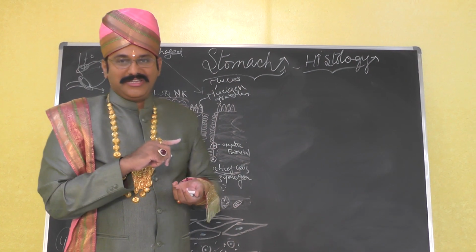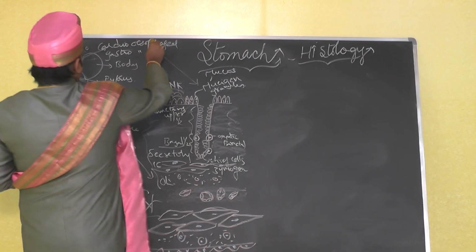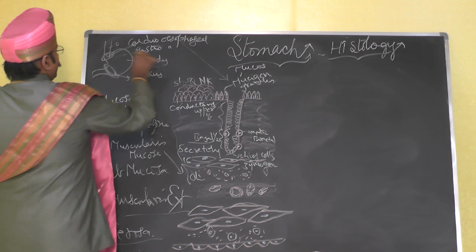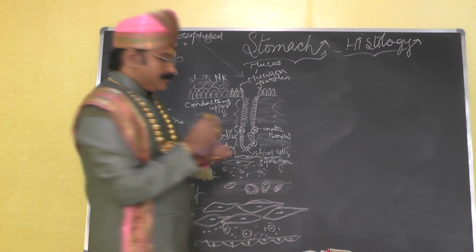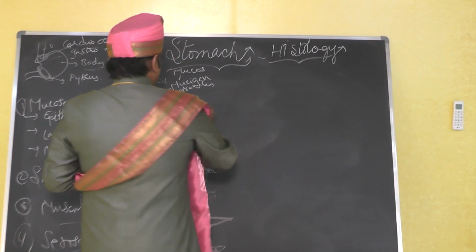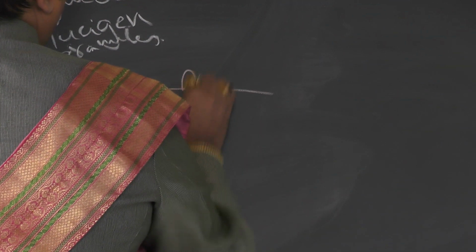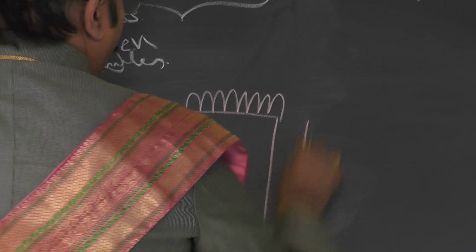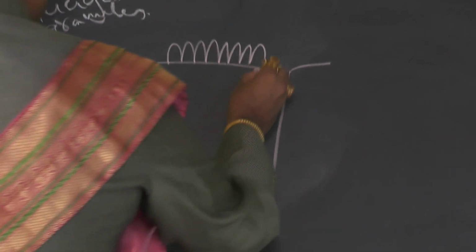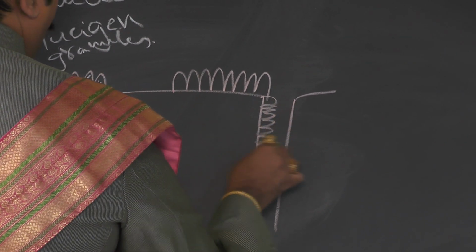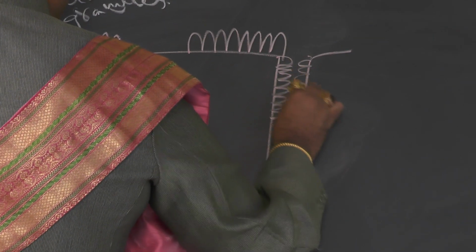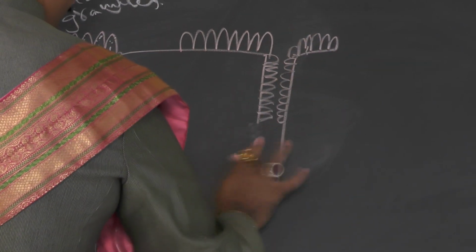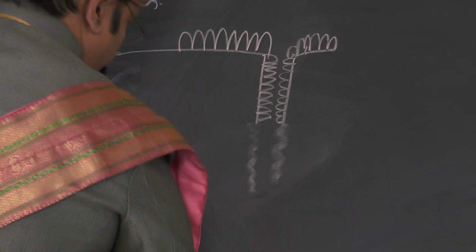Now in continuation with the cardioesophageal junction or the gastroesophageal junction, you have the body of the stomach. We are going to learn about that. Now if you see here the epithelial lining, the tall columnar cells which are present here now become short columnar, and they are dipping into the lamina propria. The epithelial cells are dipping into the lamina propria.